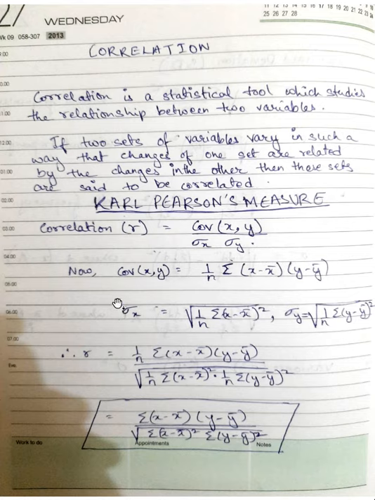What you need to keep in mind is this and this. The formula of correlation R is equal to summation x minus x bar into y minus y bar divided by under root summation x minus x bar whole square into summation y minus y bar whole square. If you are confused here, it is x bar and this is y bar.